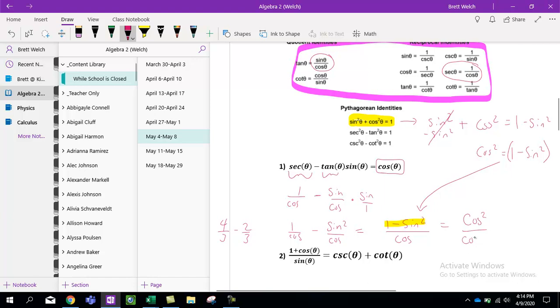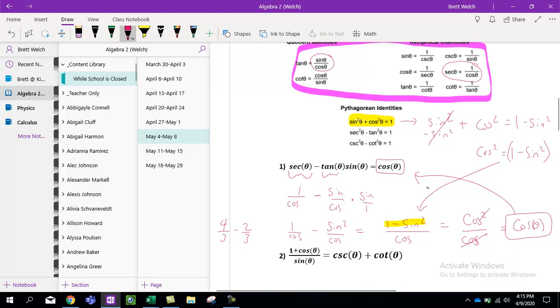Now that cosine squared is over a cosine. When you have something squared over itself, this cosine squared is really cosine times cosine. So this cosine would cancel one of the cosines up here, leaving me with the cosine of theta. Did I get to the answer that was provided? Yes. It's about the process that we take to get there.